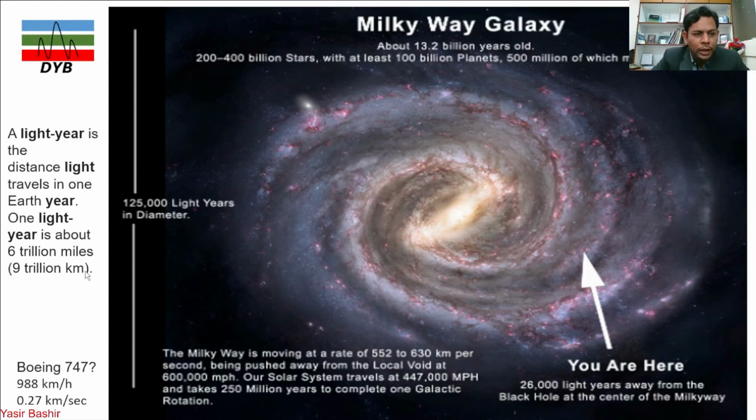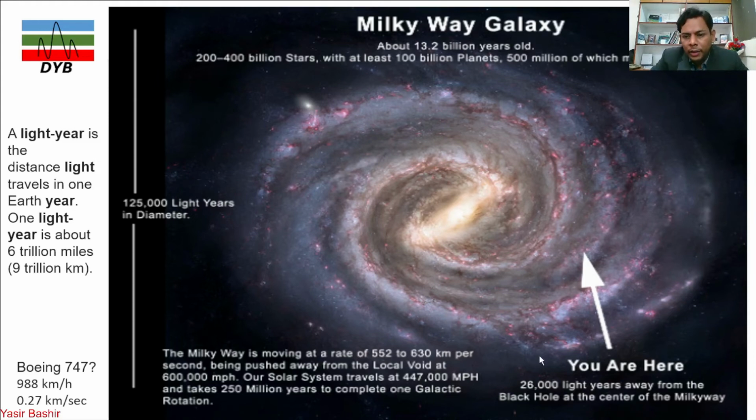So you can just imagine a Boeing 747 traveling at its maximum speed of 988 kilometers per hour. This is the speed of the Boeing 747, the fastest, I believe, on Earth. So the light year is much bigger than that.